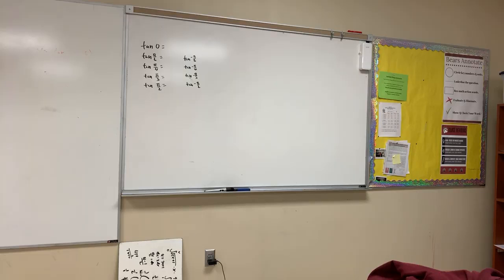What do you get? I don't know if I'm doing it right. I got like 1 over square root of 3. It's right. Okay, you can just... Yeah, it's the unit circle.